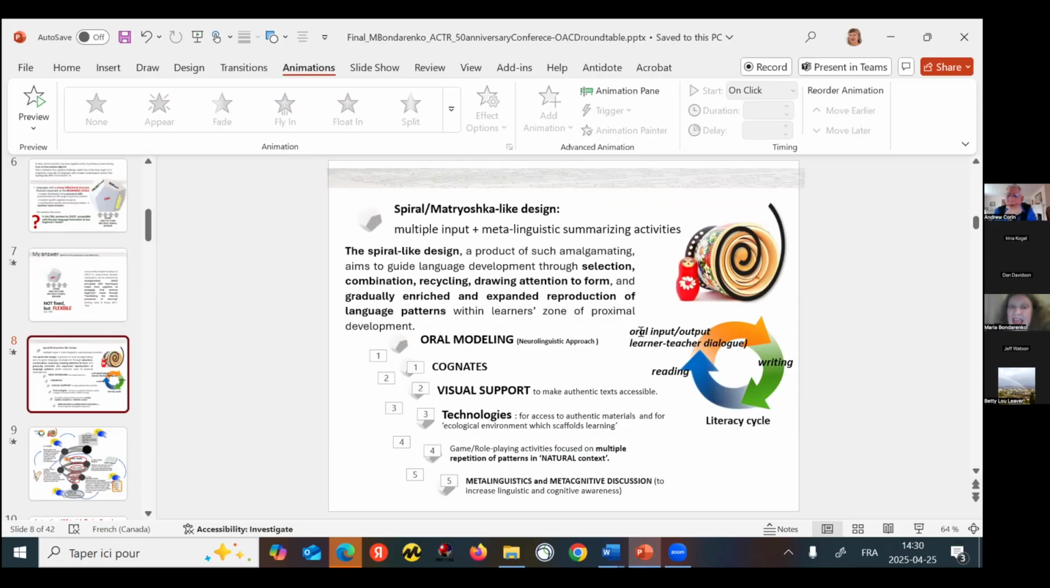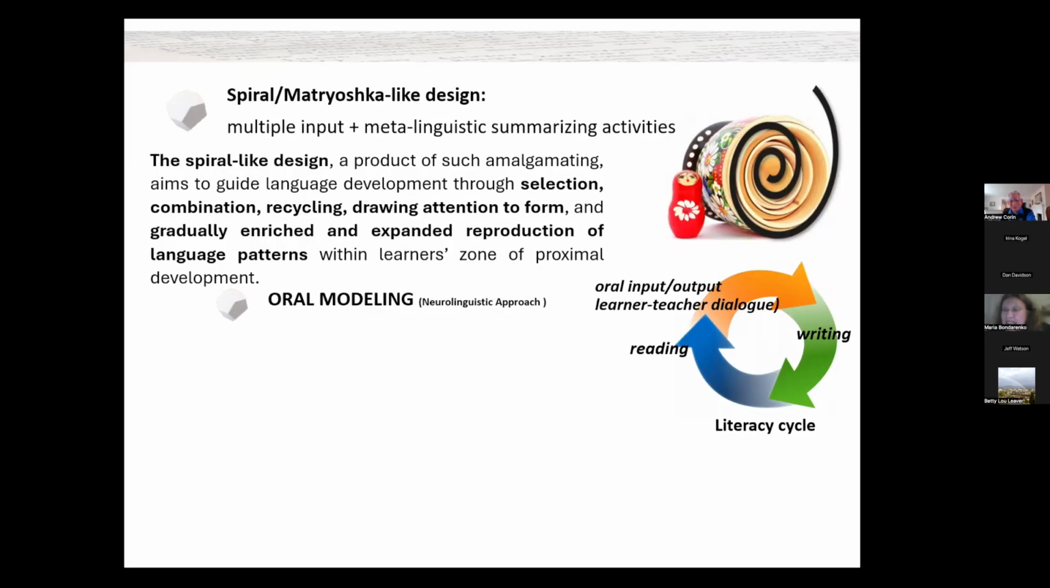This design aims to guide language development at low proficiency level through selection, combination, recycling, drawing attention to form, and gradually enriched and expanded reproduction of language patterns within the learner's zone of proximal development. I suggest also combining the spiral-like design with the oral modeling approach borrowed from the neurolinguistic approach to language teaching.